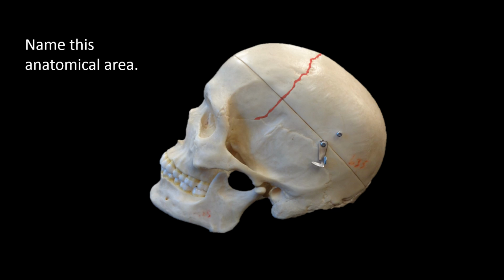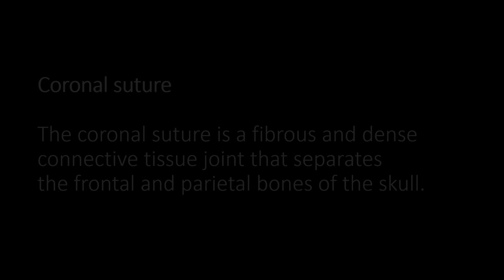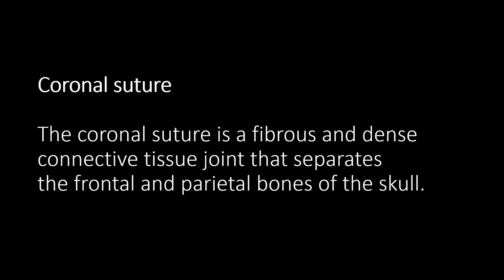Name this anatomical area. Coronal suture. The coronal suture is a fibrous and dense connective tissue joint that separates the frontal and parietal bones of the skull.